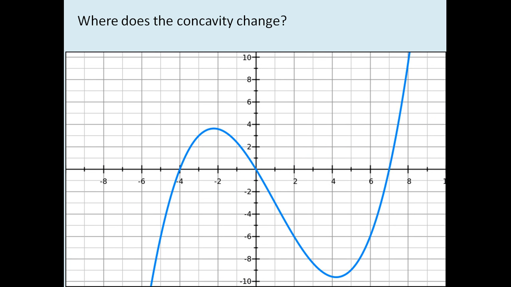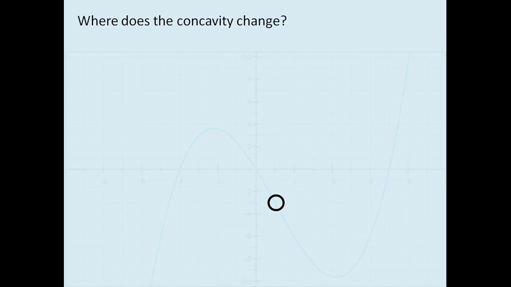And now we're going to look at when the concavity changes. So we can see right there is where it goes from concave down to concave up, where it sort of switches. That is where the tangent lines start to become more positive, because on the left-hand side of the graph, the tangent lines are slowly becoming more negative, and now on the right-hand side, the tangent lines are slowly becoming more positive.